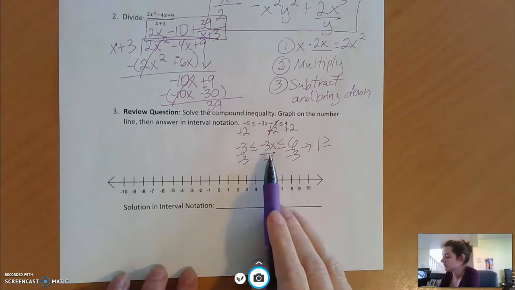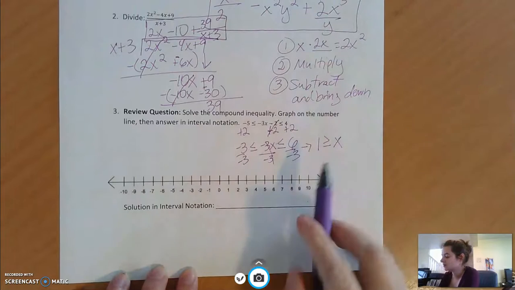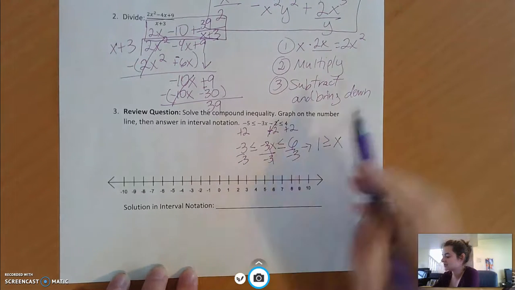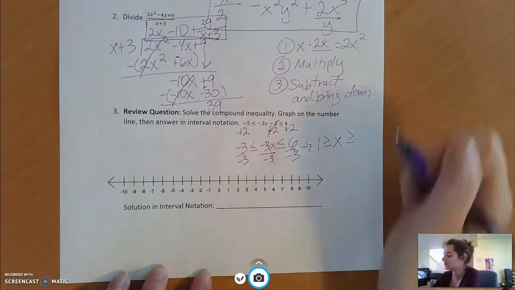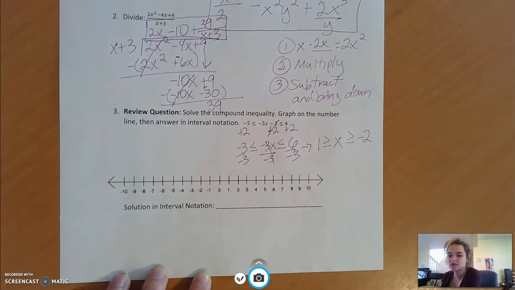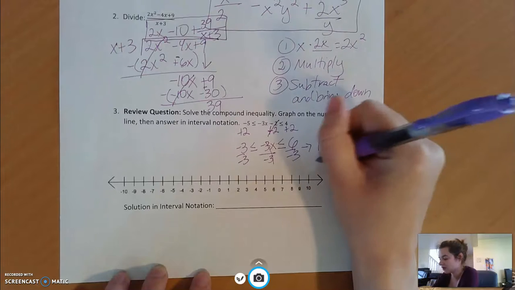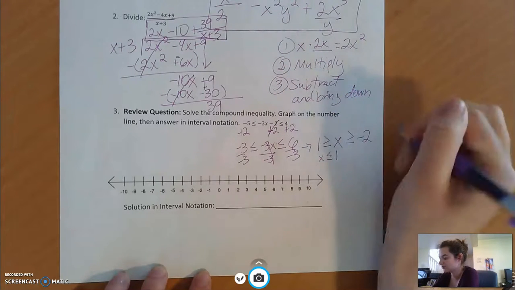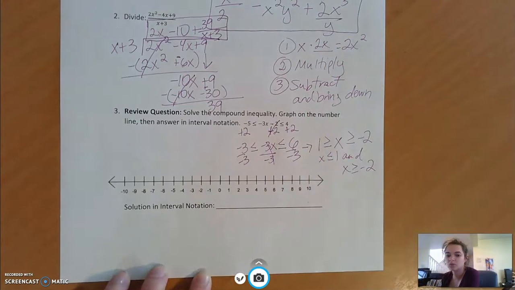Okay? In the middle, negative 3 divided by negative 3 is 1, so now I've got 1x. And on the right side, my sign is going to switch again because I'm dividing by a negative. 6 divided by negative 3 is negative 2. So now I've got 1 is greater than or equal to x, which is greater than or equal to negative 2. If it helps you to separate it out, what this means is that 1 is greater than or equal to x, or if you like to put it as x is less than or equal to 1. And it also means that x is greater than or equal to negative 2. If you like separating them out, you're welcome to do that.